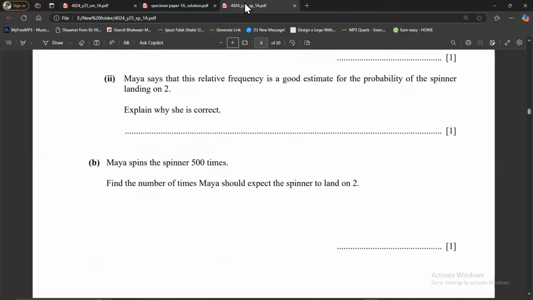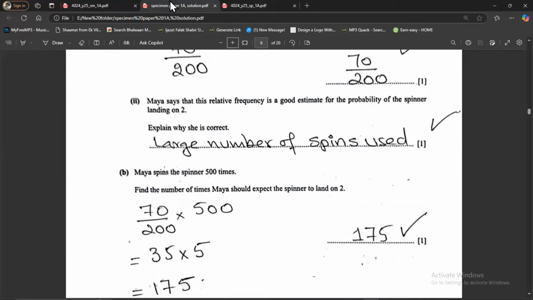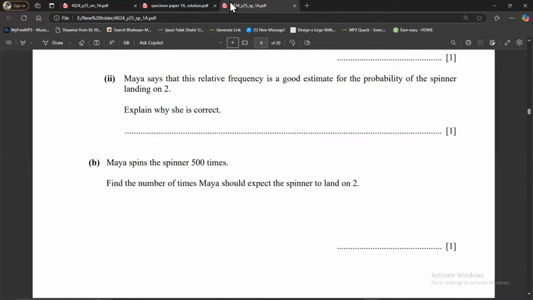Then the question is, Maya says that this relative frequency is a good estimate for the probability of the spinner landing on 2. Explain why she is correct. You see, she spun the spinner 200 times. She did that experiment 200 times. 200 times is a large number. That's why it's a good estimate. So a large number of spins were used, that's why we can say it's a good estimate. You can have a look at the marking scheme as well. This is our answer.